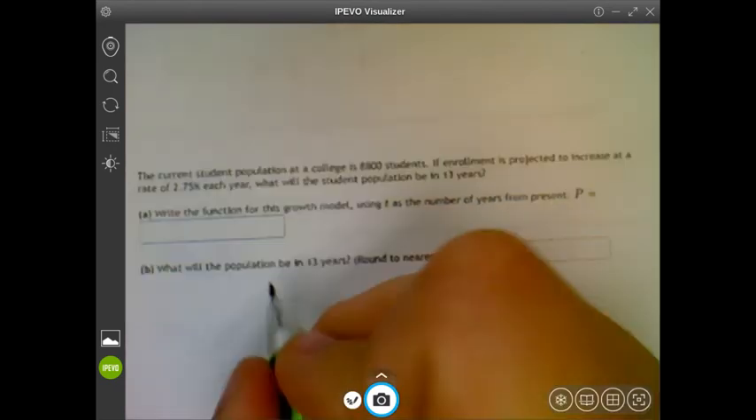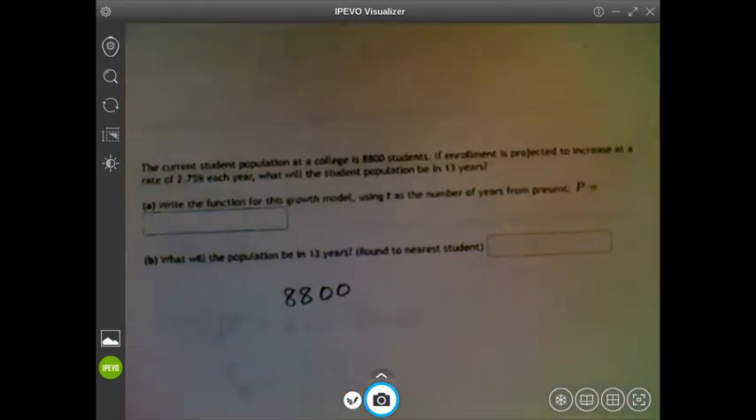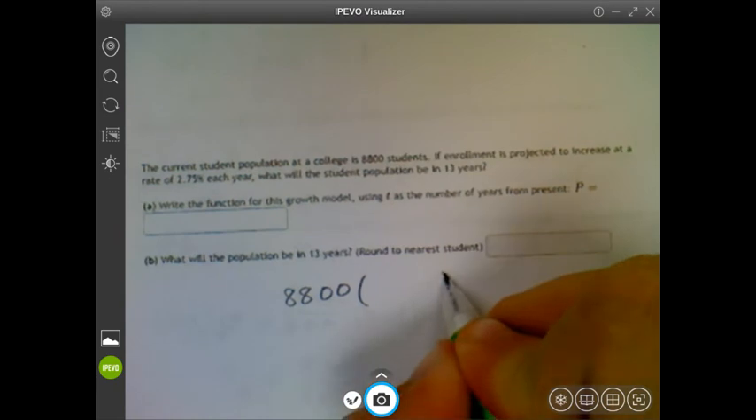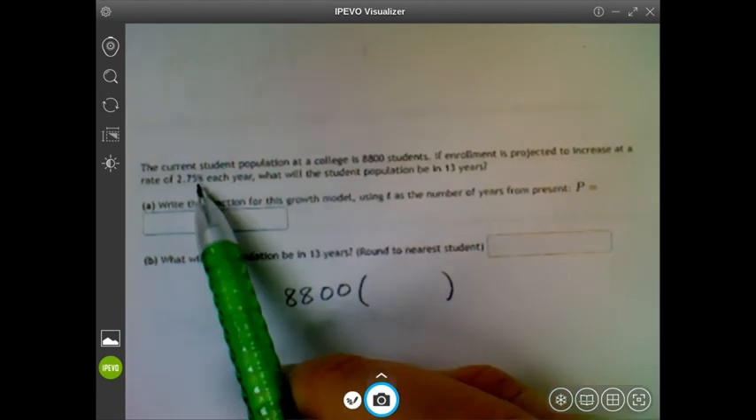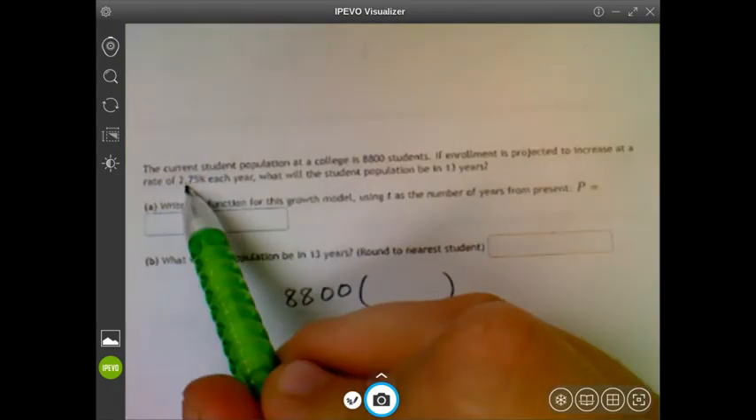Now, unfortunately, they don't give us an equation because they want us to write it. And this is just an exponential growth equation. And what you're going to do is start off with 8,800 students. And this is going to be multiplied by the rate. And here's where you have to get kind of careful with your rate. For starters, it's a percent.